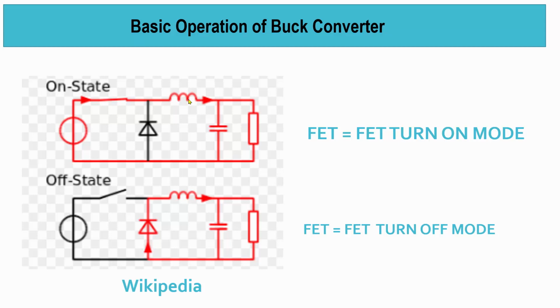In the off state, when the FET is turning off, the energy stored in the inductor will flow from the bottom diode, we call it a catching diode, to L, and some ripple current to the capacitor. Most of the DC current will go through the output load. So those are the two stages of operation in the buck converter.